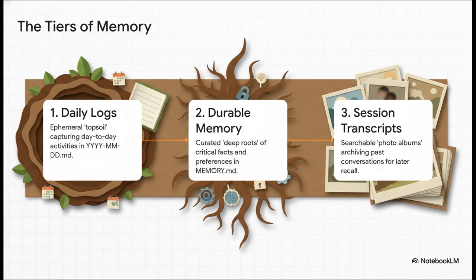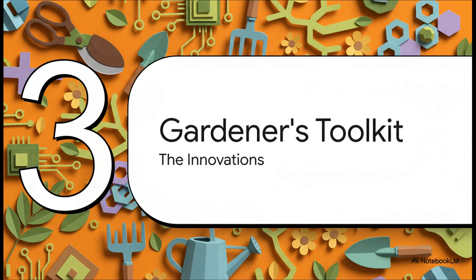Then you have the durable curated knowledge. These are the deep roots, a core memory.md file where all the supercritical facts go, the stuff that should never be forgotten. And finally, you've got session transcripts, which are kind of like photo albums the AI can flip through any time to remember the specifics of an old conversation. So how does this gardener manage all this? I mean, it's not just about having the files, it's about the really sophisticated tools it uses to take care of the garden. So let's peek inside the toolkit.